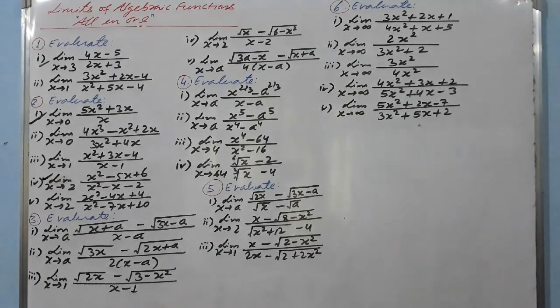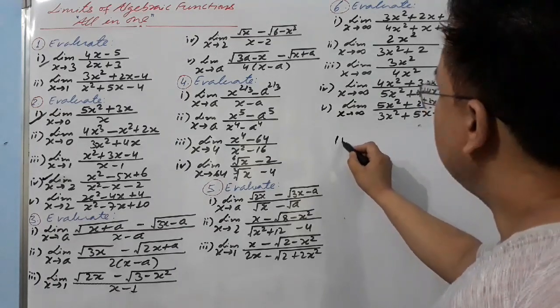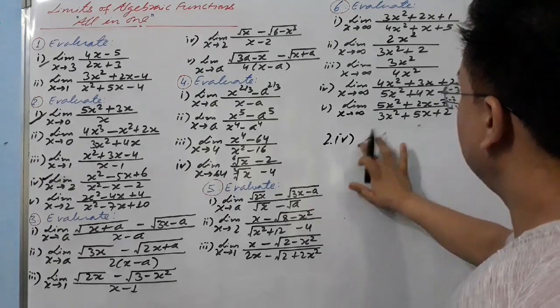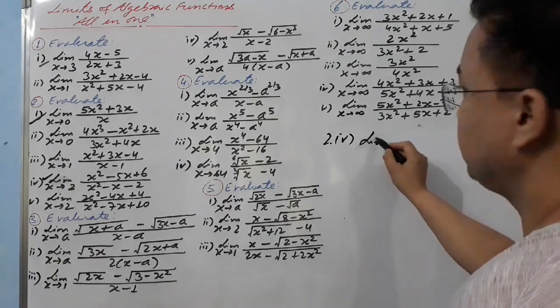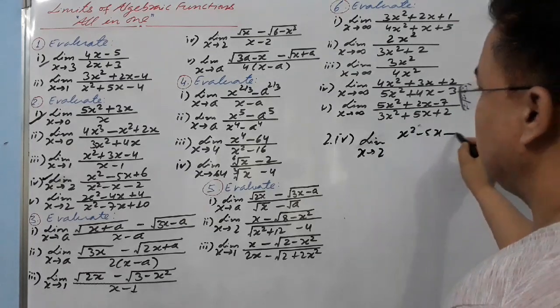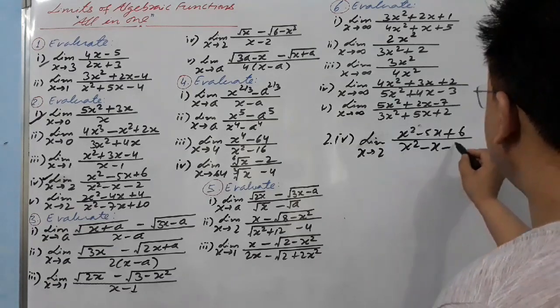Now question number 4. Limit as x tends to 2 of (x squared minus 5x plus 6) over (x squared minus x minus 2).